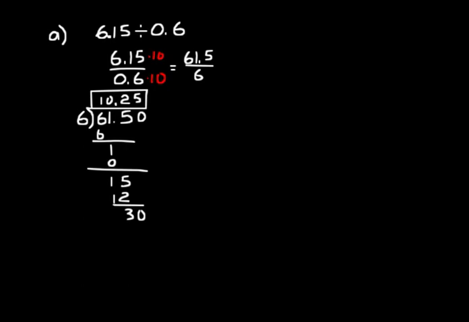Of course, you can always check your work by doing multiplication. Multiply 6 times 10.25 and see if that gets you back to 61.5. One thing that you might forget to do on a problem like this is forget to multiply the numerator and the denominator by that multiple of 10. Make sure you multiply both of them by the multiple of 10. Otherwise, you're changing the problem.